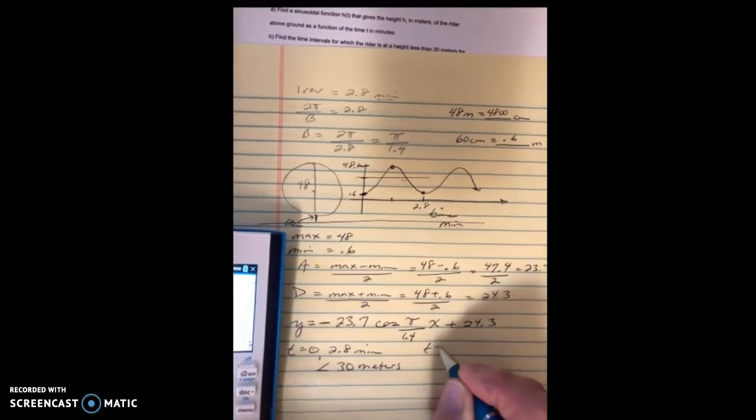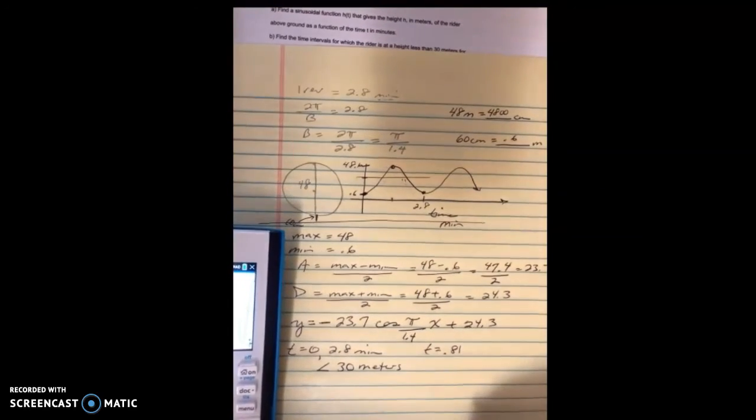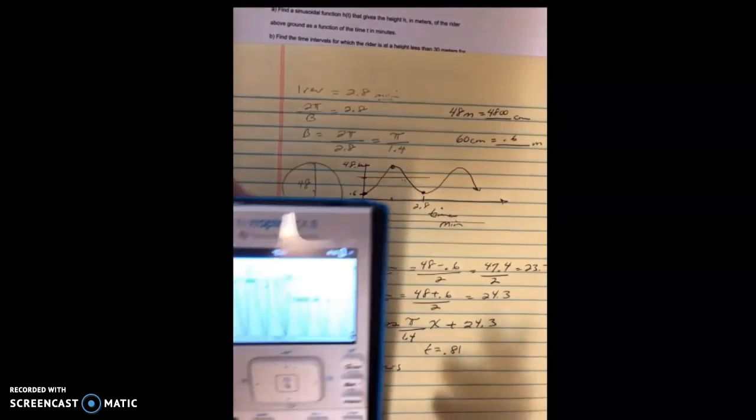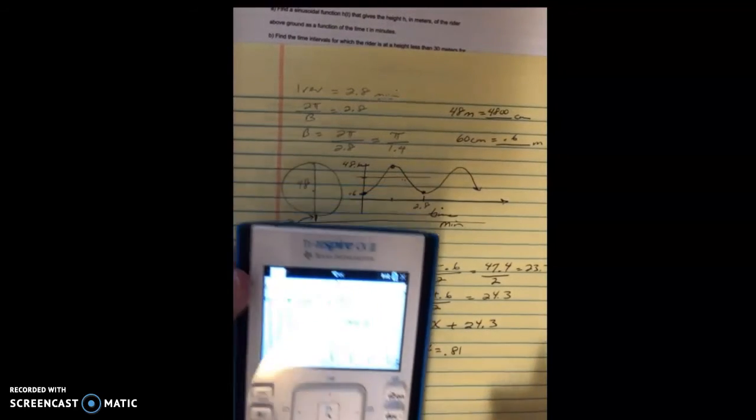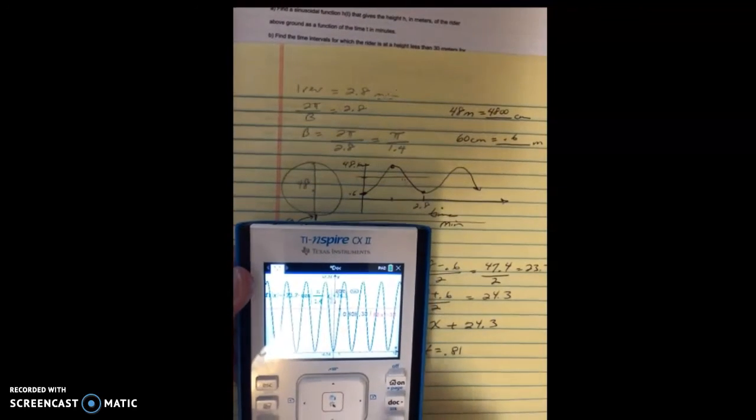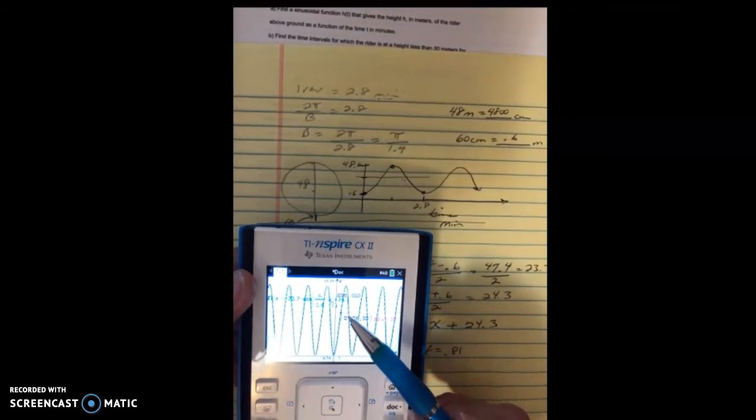So when time is 0.8, let's round it off, it's less than 30 meters. Okay, so from 0 seconds to 0.81 seconds. And then let's find the other intersection point, which is just right over there.